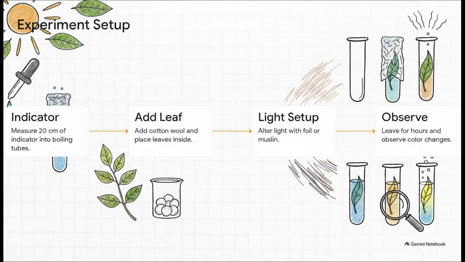Setting this up is actually pretty straightforward. We pour the indicator into a few boiling tubes, add a leaf to each, and then manipulate the light. One tube gets completely blocked out with aluminum foil, one gets dimmed with a thin muslin cloth, and one stays in bright, direct light. And, of course, we have a control tube with no leaf at all. Then we just wait a few hours and watch the biological response happen in real time.